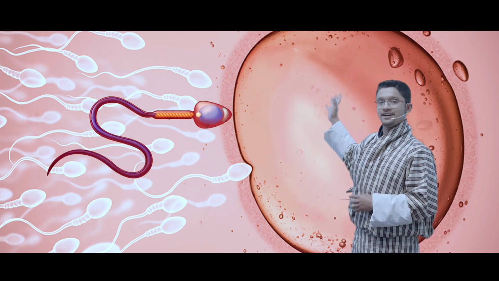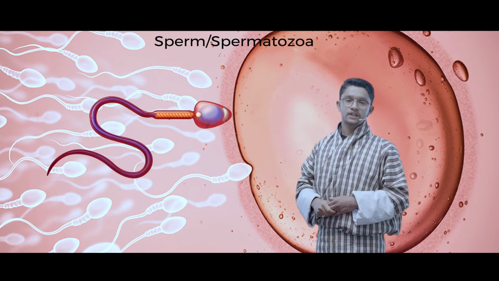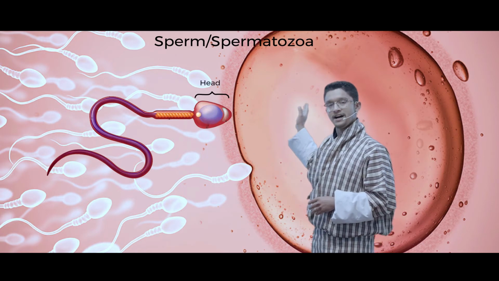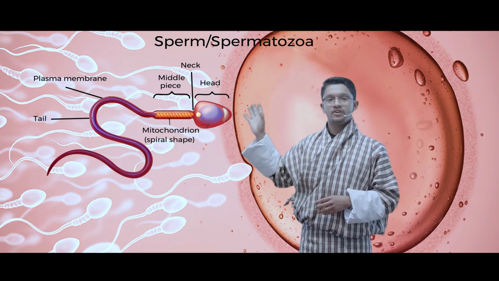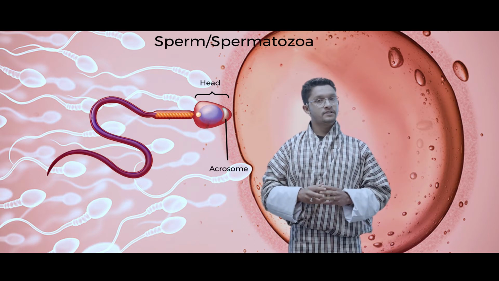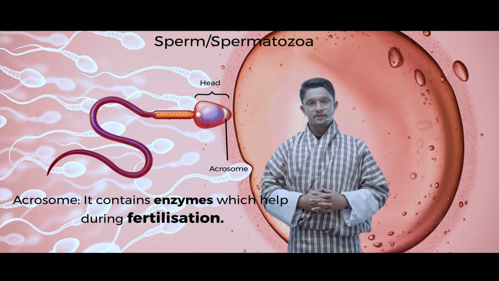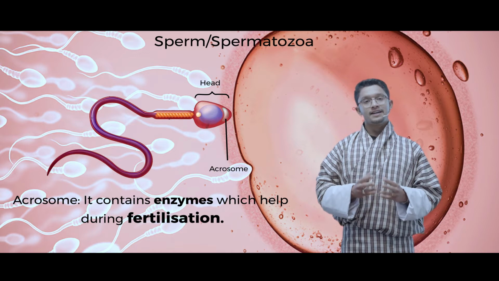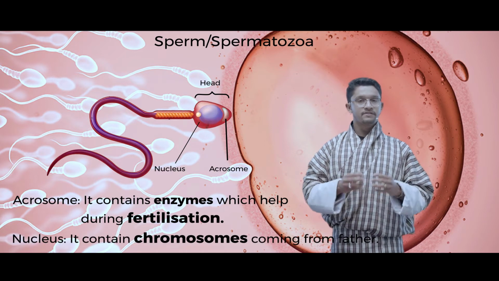Now, before we move on, it is also important for us to recollect about the gametes. If you look here, this is the male gamete, which we call sperm or the spermatozoa. It has different parts: the head, the neck, the middle piece, and the tail. Out of all, I would like to focus on the head part. If you look at the head, there is an acrosome. It is really important because it contains enzymes which help during the process of fertilization. And the second important thing here is the nucleus, which contains the chromosomes coming from the father.